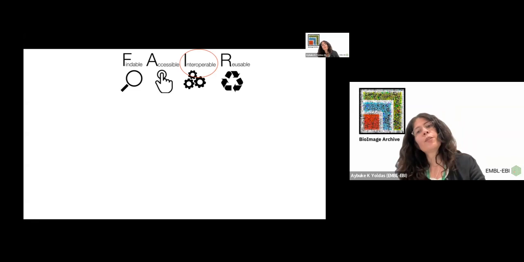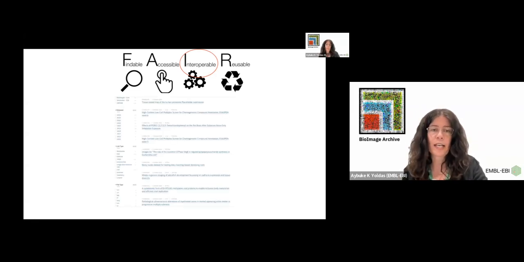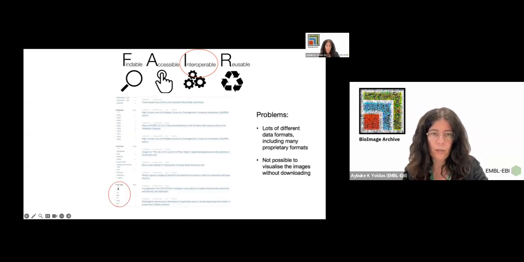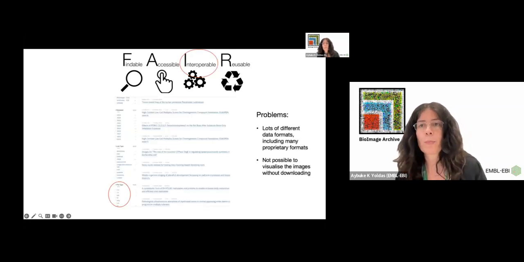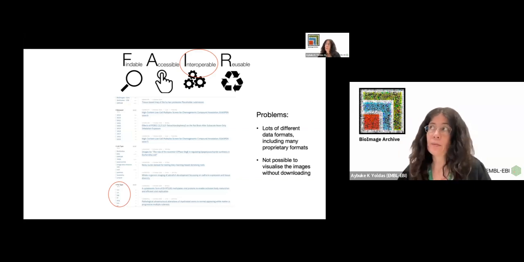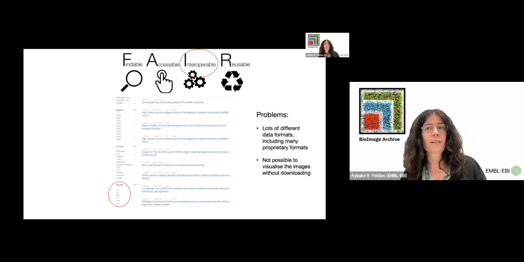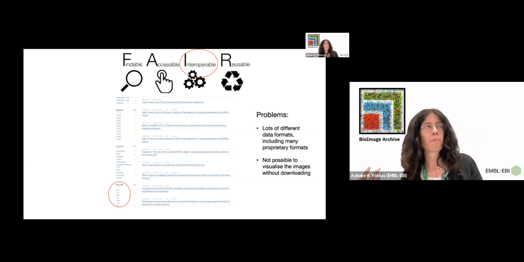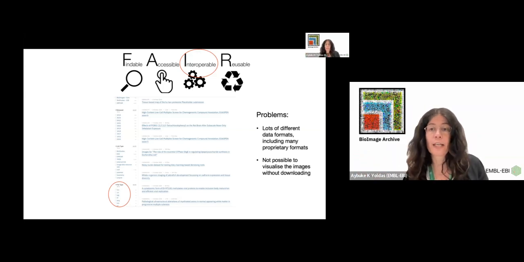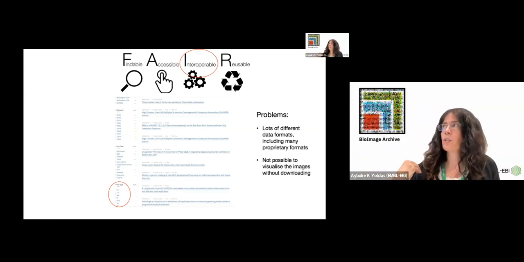Then comes the interoperable, which is the tricky part especially for imaging data, because in the biological imaging world, there are more than 150 imaging formats, most of them proprietary. And proprietary ones, for instance, are not really interoperable. You need specific software, which in most cases is not free. And due to these data format issues, you cannot actually visualize or analyze the data remotely.